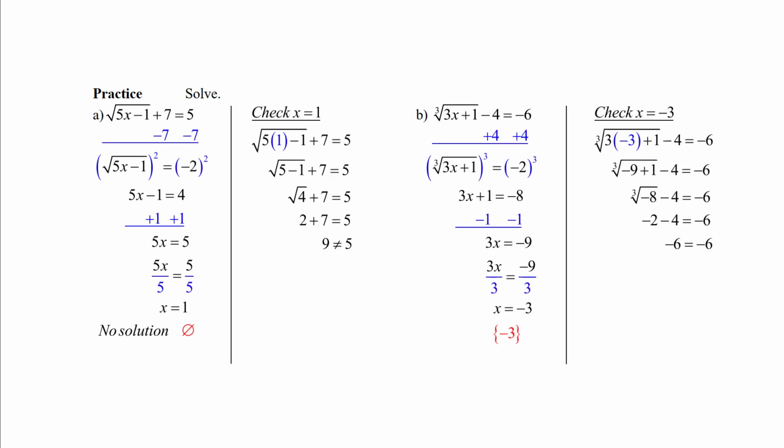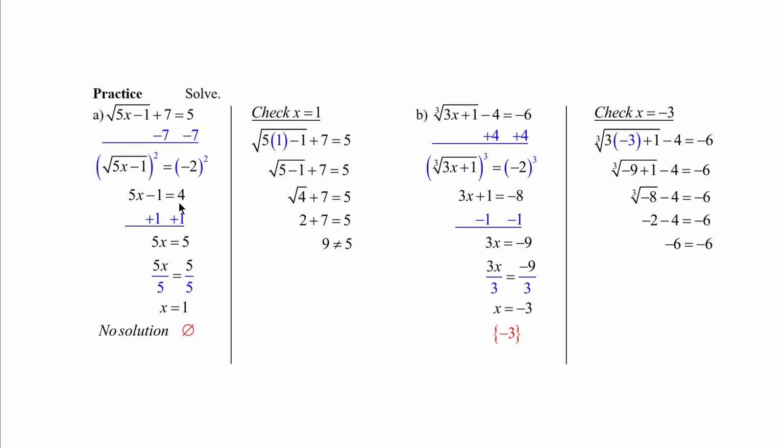Alright, so let's go over the practice problems. For part A, we need to isolate the radical by subtracting 7 from both sides of the equation. The result after doing the subtraction is the square root of 5x minus 1 equals negative 2. The next step here is using the principle of powers and taking the square of both sides of the equation. This gets rid of the square root, and the result is 5x minus 1 equals 4.